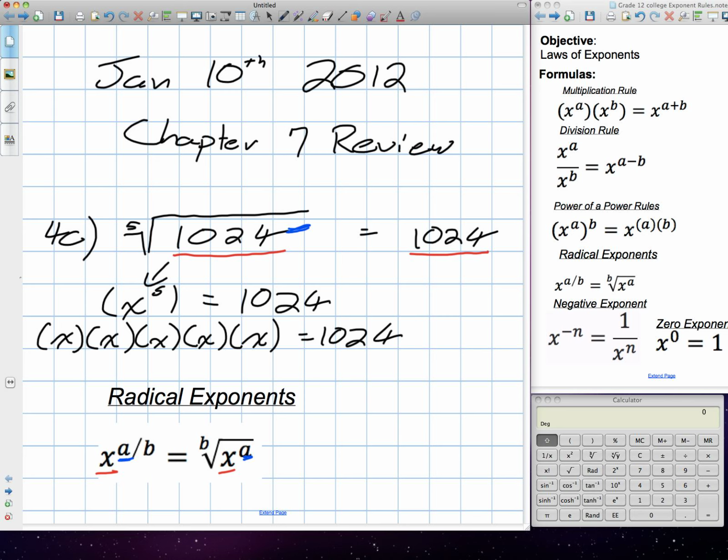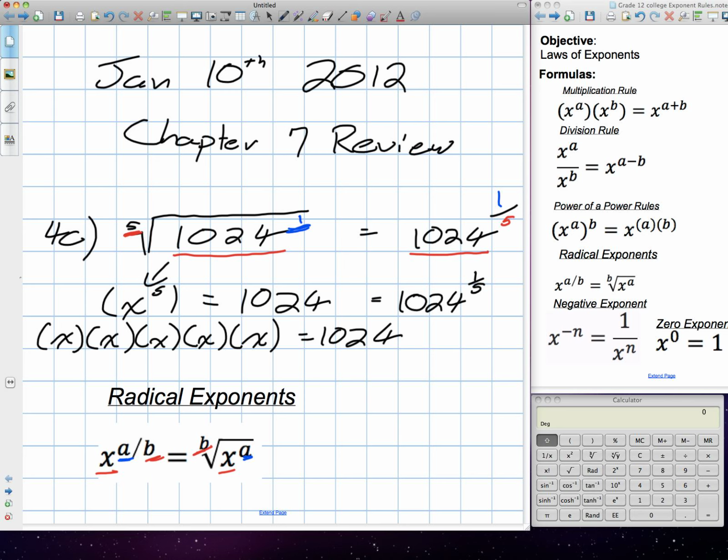The numerator in this case, what number would it be? 1. That's right. If there's no number there, it's assumed the number is 1. So our numerator is the number 1 for the fraction. That's the exponent. The denominator is the number on the bottom. Or in radical form, it's the number on the root. So this would be 1 over 5. So in other words, this is written as 1024 to the power of a fifth. Okay? So that is radical form changed to exponential form.